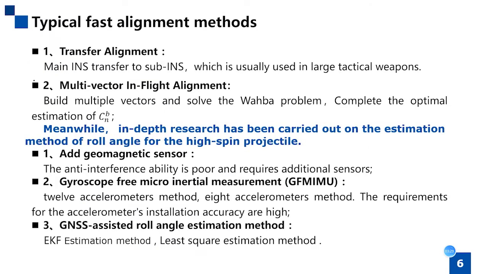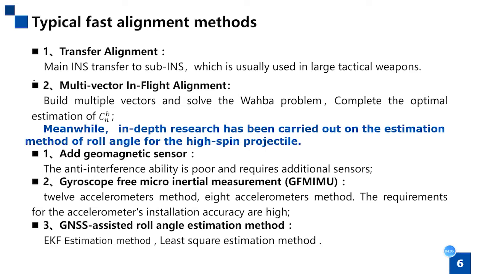The accuracy and speed are two indicators for evaluating alignment effects. As for guided projectiles, it is necessary to discuss faster alignment methods. The first method is transfer alignment. It uses the information from the main inertial navigation to help the sub-inertial navigation achieve rapid alignment. But this method is usually used in large tactical weapons.